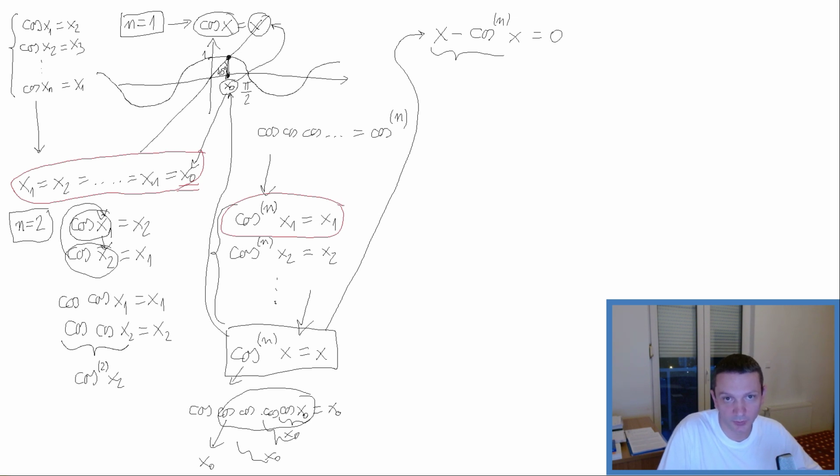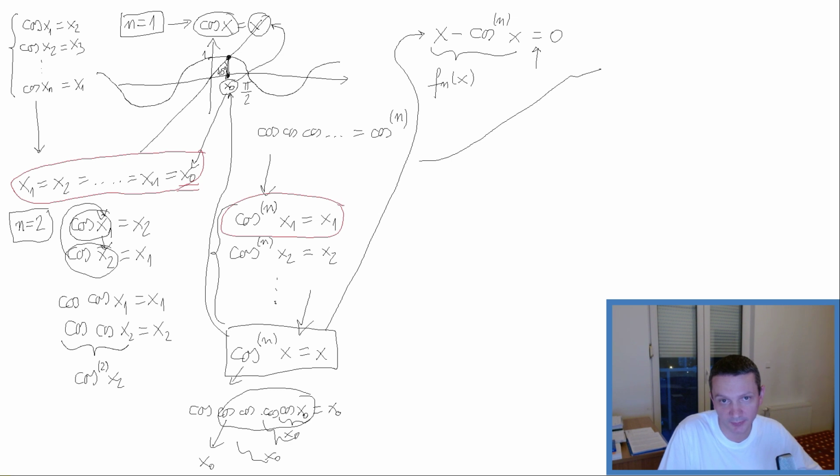And we will denote this as function fn of x. And we actually need to prove that this function has only one zero point, only one null point, so that it is equal to 0 at only one point. And actually we will prove that this function fn is strictly increasing.